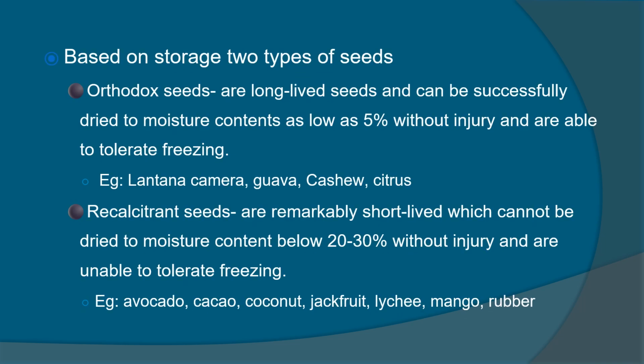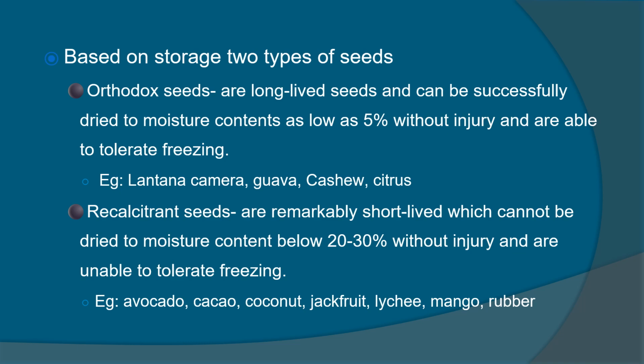Based on storage, two types of seeds are there. Orthodox seeds are long-lived seeds and can be successfully dried to moisture content as low as 5% without injury and are able to tolerate freezing. Example, lantana camara, guava, cashew, citrus.